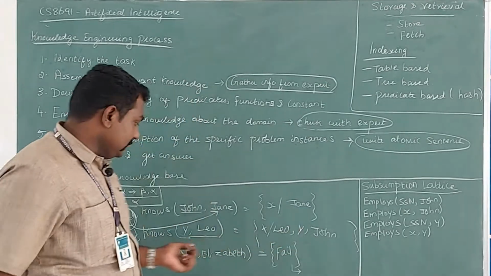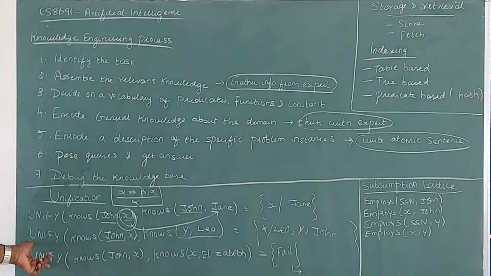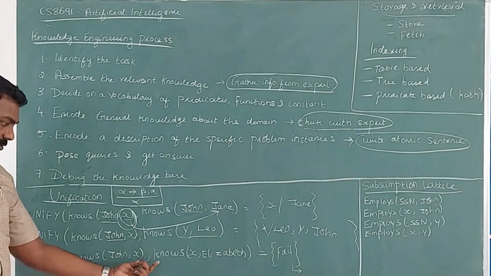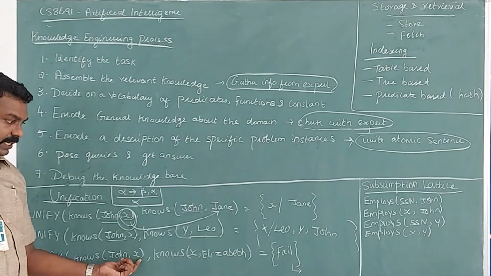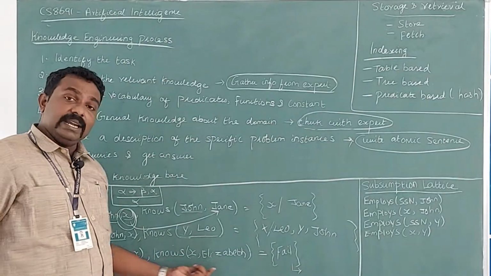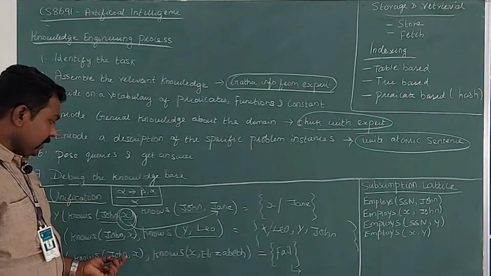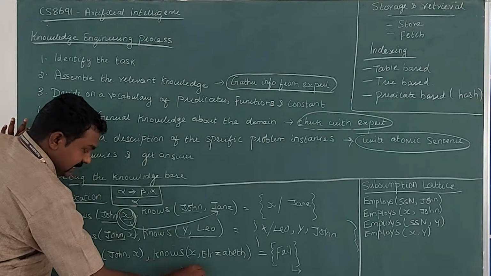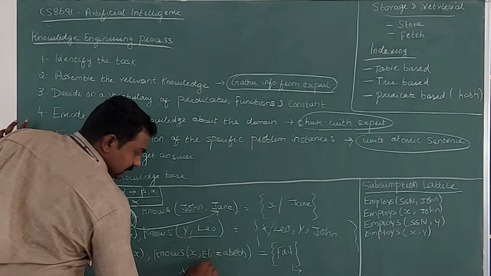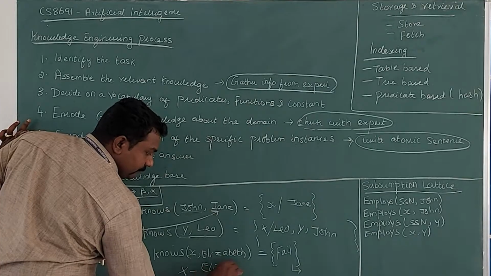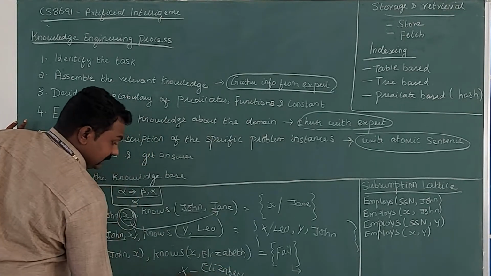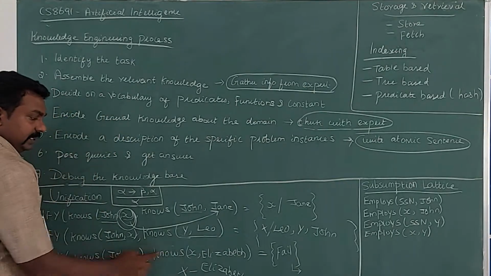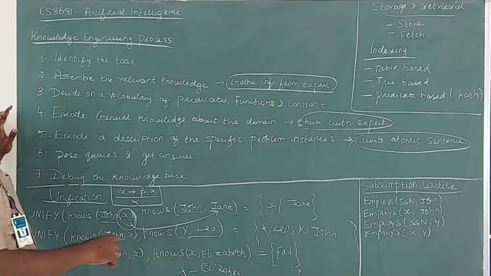Okay. So the third example which I have written here shows a failure case. If you combine these 2 sentences, like John knows X and X knows Elizabeth, when you infer these 2 sentences together, you will get the answer as X is Elizabeth and X is also John.